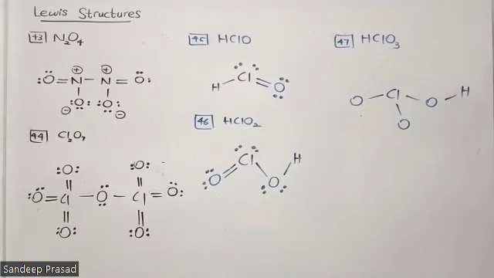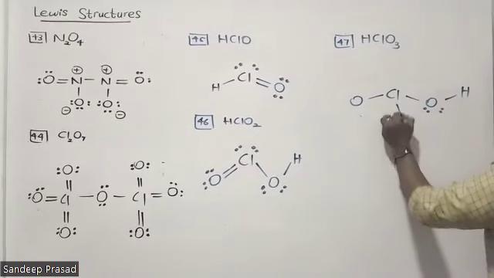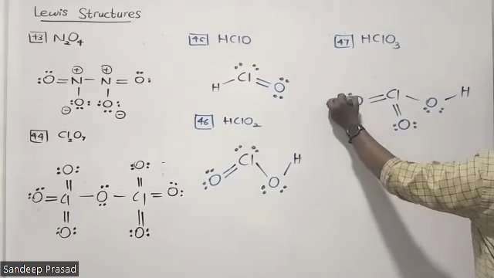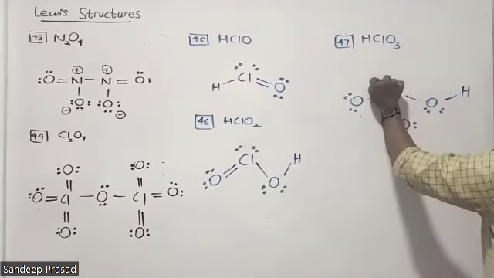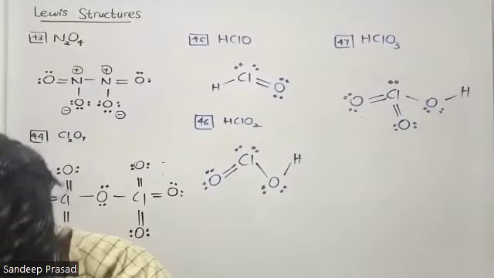Hydrogen here. We can put 2 lone pairs in order to satisfy the octet and the valence electrons. Here we can make double bonds. Here also we can make double bonds. 1, 2, 3, 4, 5. Then we can put a lone pair for the chlorine. Everyone is satisfying the octet, right? HClO3.